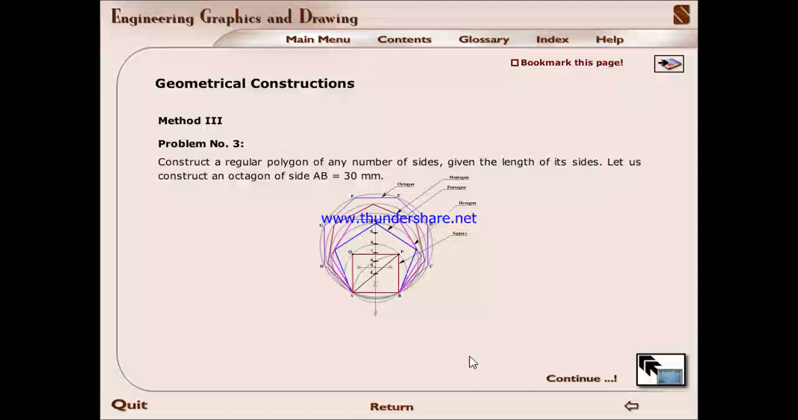Method 3, problem number 3. Construct a regular polygon of any number of sides with the side of the given length. Let us construct an octagon of side AB equal to 30 mm.